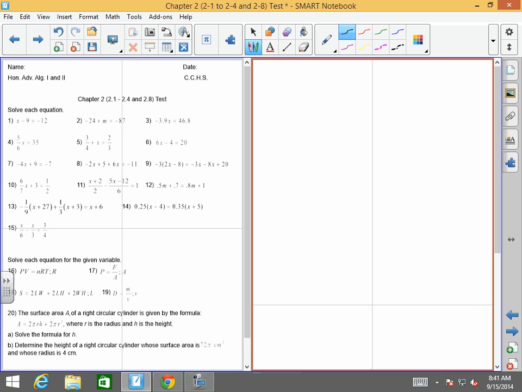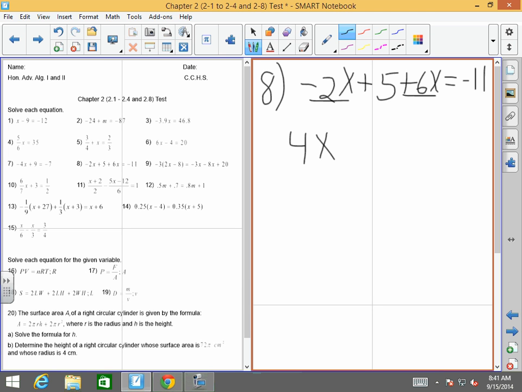Okay, next, number 8. Here's where we start getting a little bit hairy. Negative 2x plus 5 plus 6x equals negative 11. Guys, you have to add like terms on the same side. So negative 2 plus 6 is going to leave me with 4x. Negative 2x plus 6x is 4x. Then I have plus 5 equals negative 11.